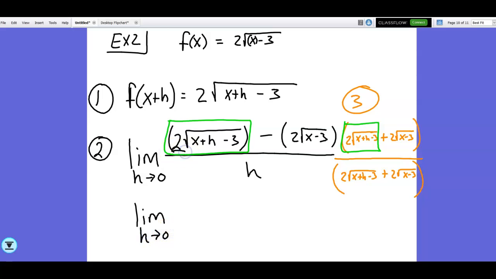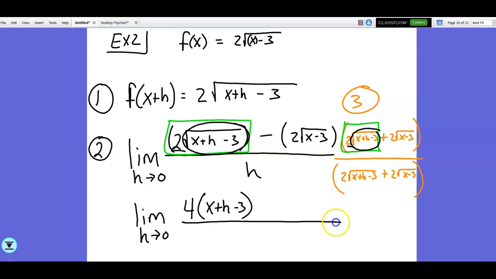Now, 2 times 2 is 4, right? But the square root of x plus h minus 3 times the square root of x plus h minus 3 just gives you x plus h minus 3 without the square root, because anytime you multiply a square root by itself, it just cancels it out, right? All right. And then it's going to be minus, because we're multiplying a negative by a positive. So we're going to end up with a minus here.